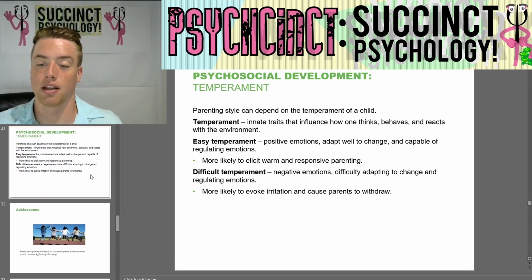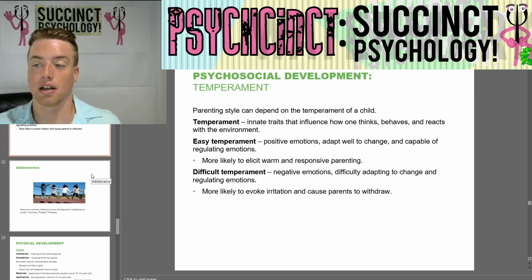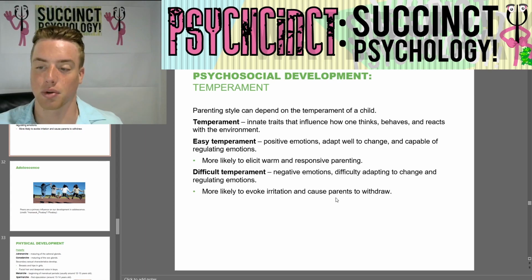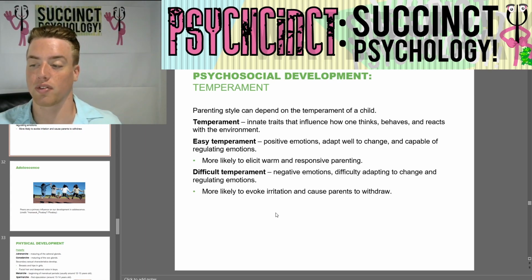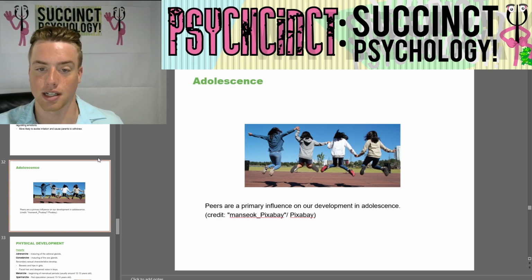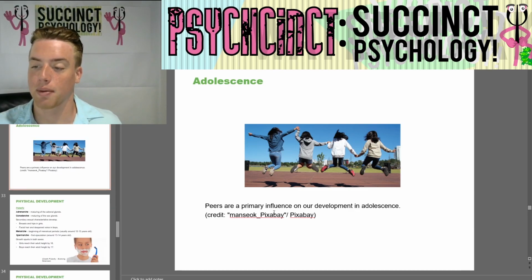So next we have temperament. Parenting style can depend on the temperament of a child. Now, temperament refers to the innate traits that influence how one thinks, behaves, and reacts with the environment. Easy temperament: positive emotions, adapt well to change, and capable of regulating emotions, are more likely to elicit warm and responsive parenting. Now, difficult temperament: negative emotions, difficulty adapting to change and regulating emotions, and this is more likely to evoke irritation and cause parents to withdraw. So obviously parents want to have a child with easy temperament over difficult, because it's not fun being difficult. Adolescence. Peers are the primary influence on our development in adolescence, meaning your friends.